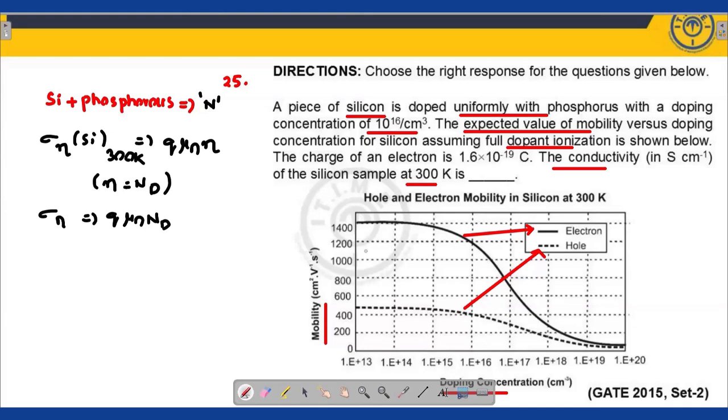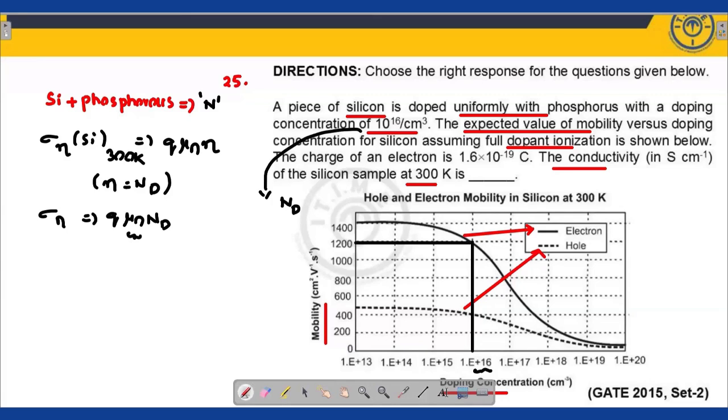So we can take it as per the graph, because here the donor concentration, the doping concentration Nd, is given as 10^16. Mobility is not given, so from this graph, for the corresponding 10^16, you are going to get the mobility. See here, this is the mobility value. How much is it here? This is 1200.